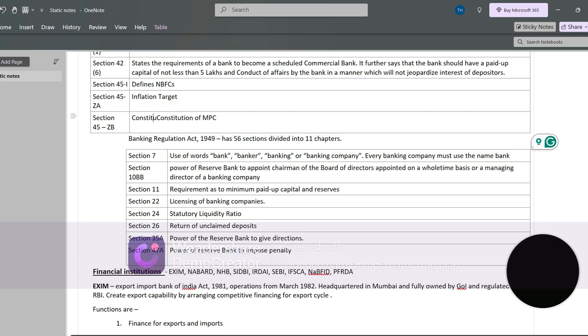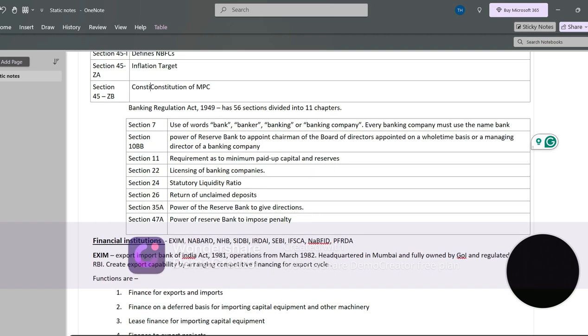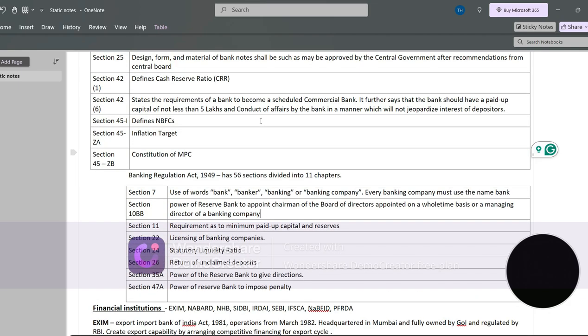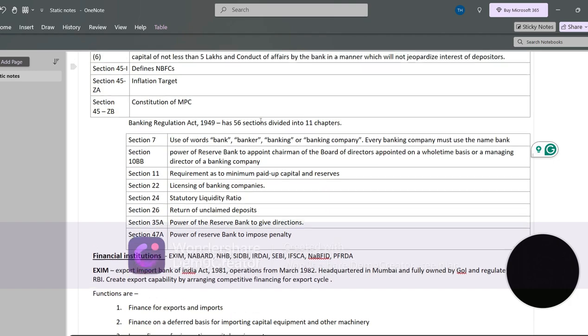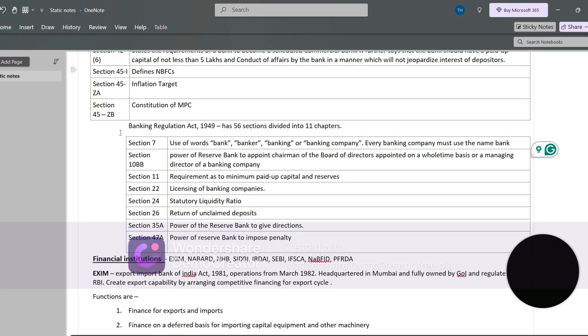I don't know. Okay. Now next is the Banking Regulation Act 1949. It has 56 sections and it is divided into 11 chapters. The RBI Act had 61 sections. Now, out of this, I think only eight sections are necessary.